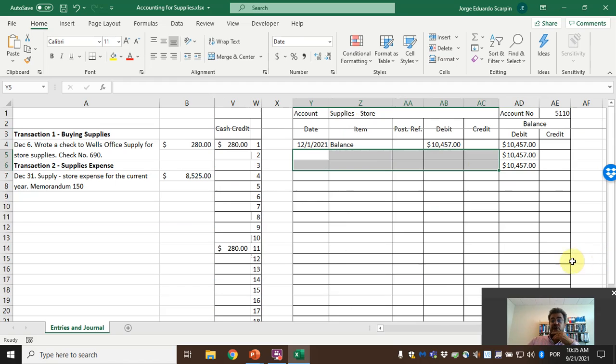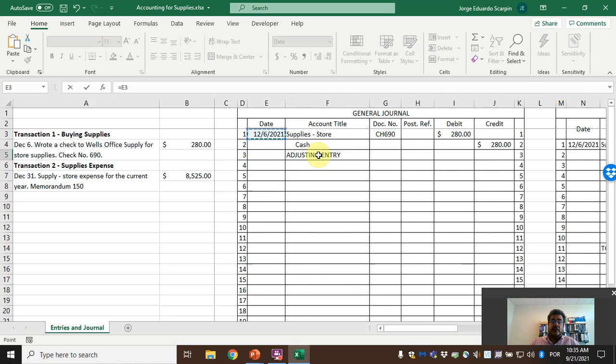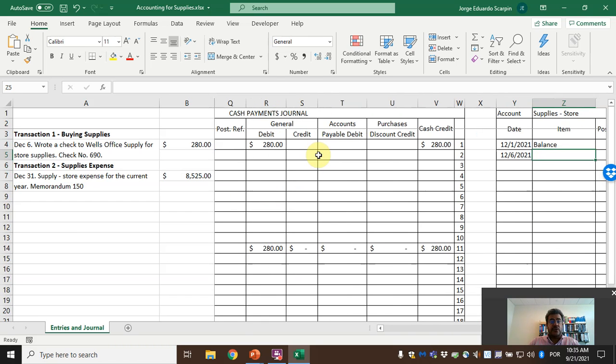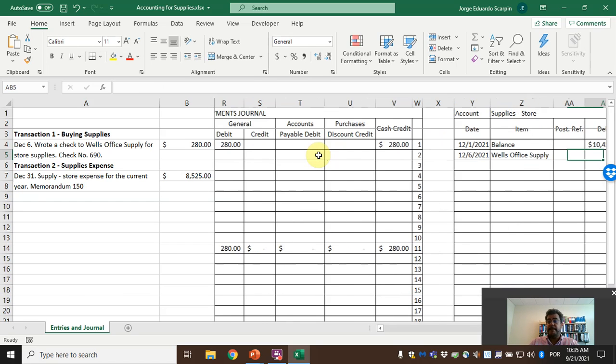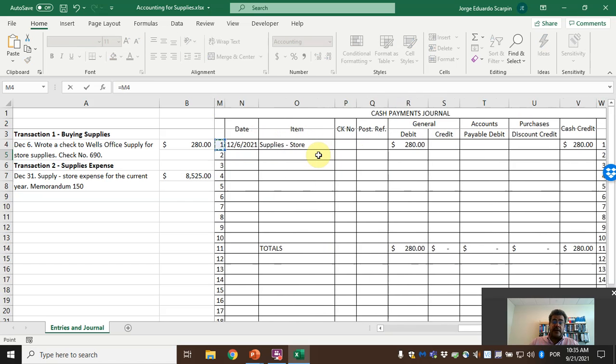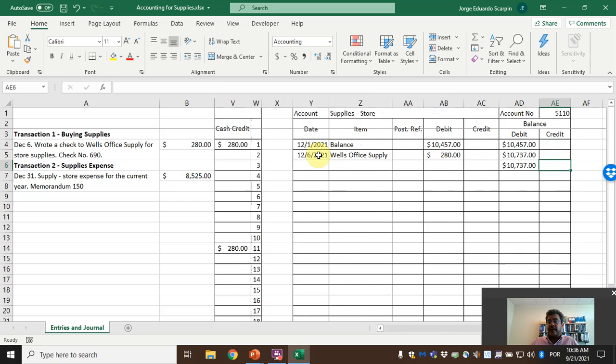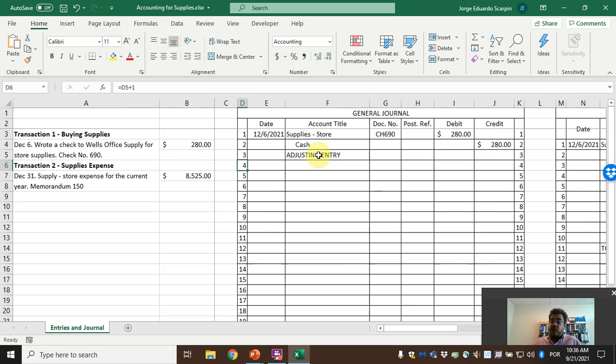And finally, general journals for supplies store. Let's consider that our beginning balance is 10,457. Just a random number. So a new purchase here, December 6th, company that we purchased it from, Wells Office Supply. And it is a debit, we are purchasing it, so debit supplies store. Here, how much? 280, and now our balance is 10,737. However, we have the consumption of these supplies, so we use them.